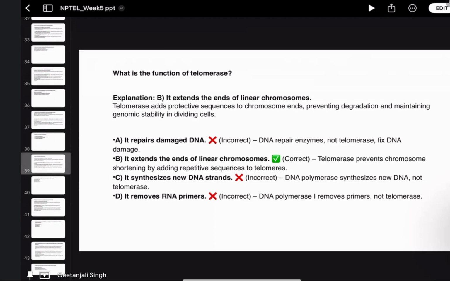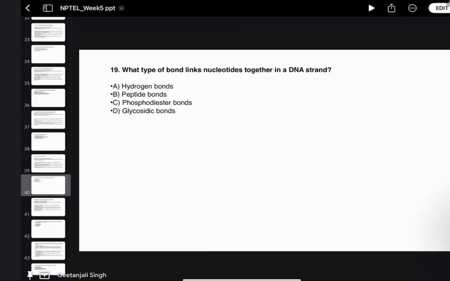Let's move on to the next question. What type of bond links nucleotides together in a DNA strand? A. Hydrogen bond. B. Peptide bond. C. Phosphodiester bond. Or D. Glycosidic bond.